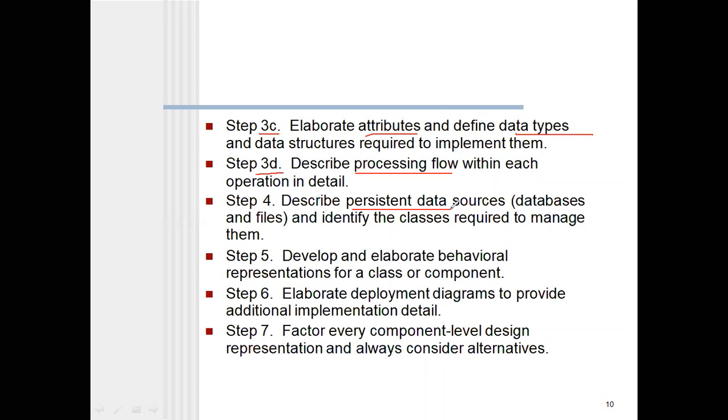What we need to describe here is the persistent data source, which means which kind of storage techniques and storage concepts we are going to implement in our project. How we are going to store the data of a project, which kind of databases, which kind of files we are going to use. Now in our computer, how are we going to store the data?